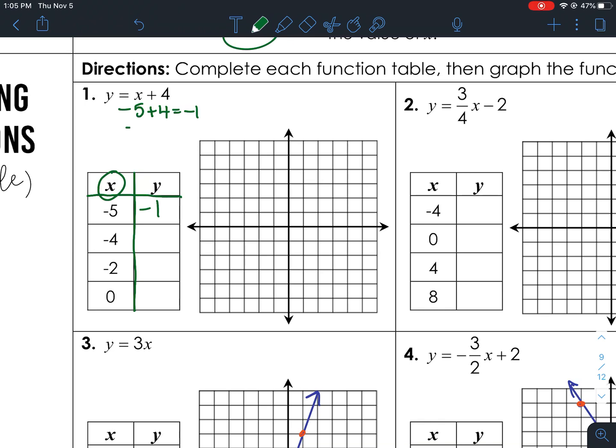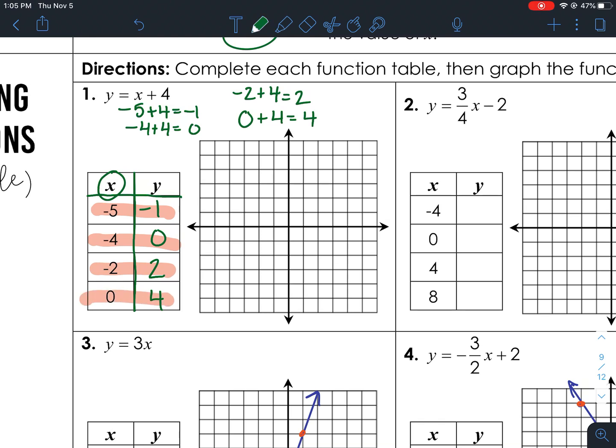I'm going to do the same thing with -4. So I've got -4 plus 4. That's equal to 0. I'm going to have -2 plus 4. That's going to be equal to 2. And finally, I'm going to have 0 plus 4, which is just equal to 4. Now, like we had talked about before, these are ordered pairs. All we have to do is graph them.